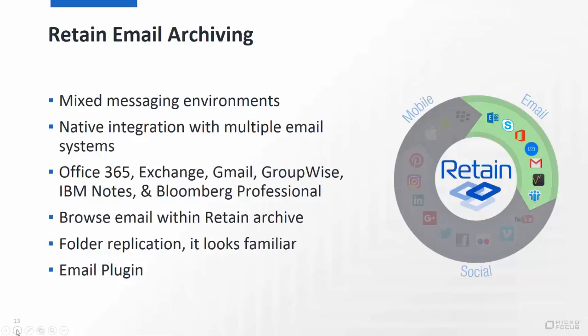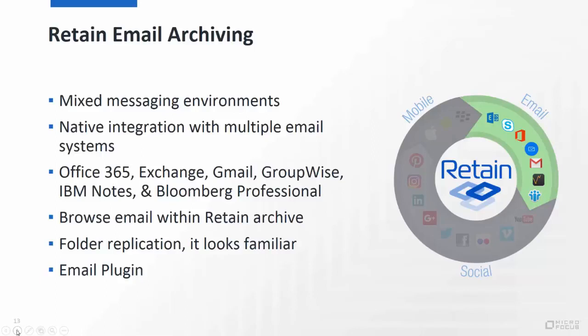This also makes it great for you to be able to migrate. So if, let's say, you're running Exchange today and you want to move to Gmail tomorrow, we would be able to tie to Exchange and archive all your email, and then you can move to Gmail and tie that to Retain, and it will be archiving Gmail. And then you'll have your legacy email system archived and your current email system archived in that same central archive.